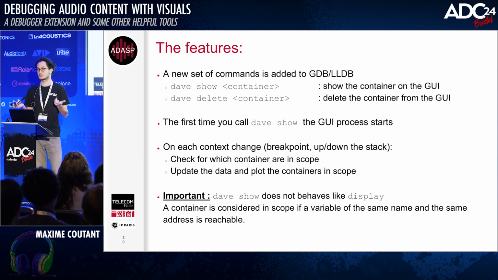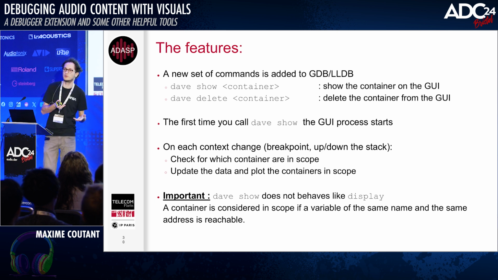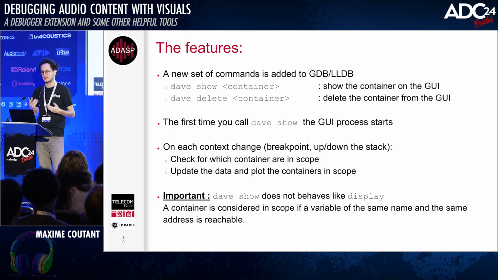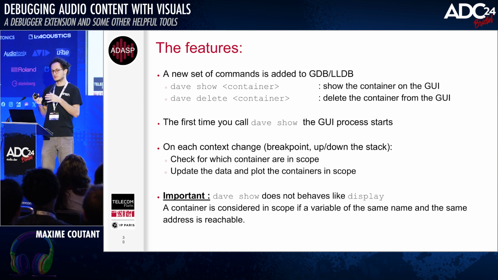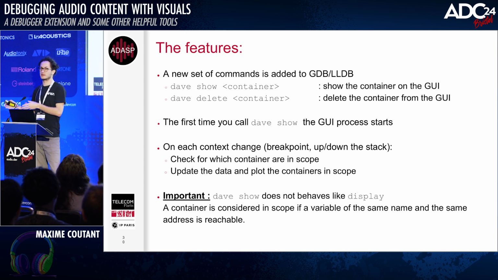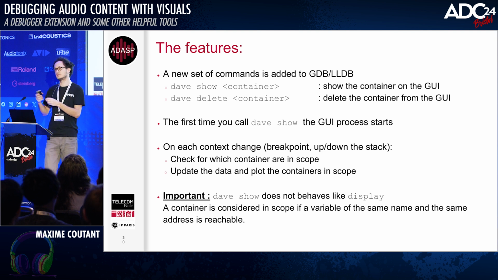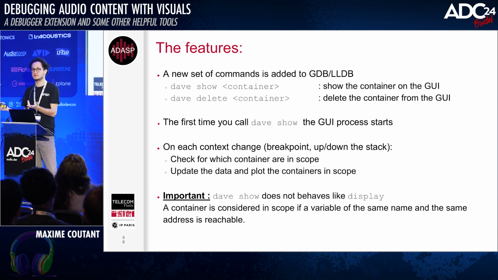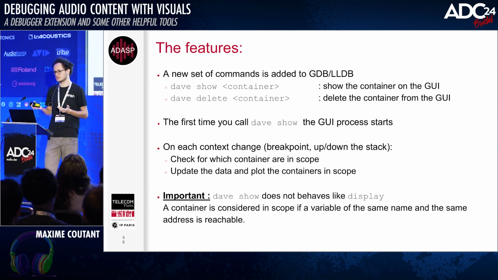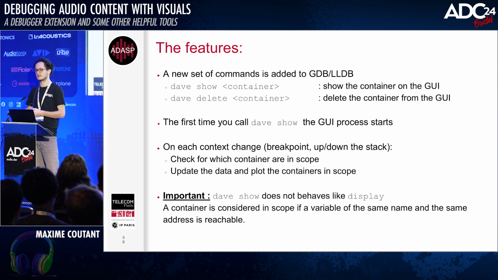And then on each context change, so either a breakpoint or if you go up and down the stack, Dave will check which containers are in scope. For the containers that are out of scope, it will signal the GUI: do not run these, we're not in scope, we should not be able to see these. And for the others, here is the new data.